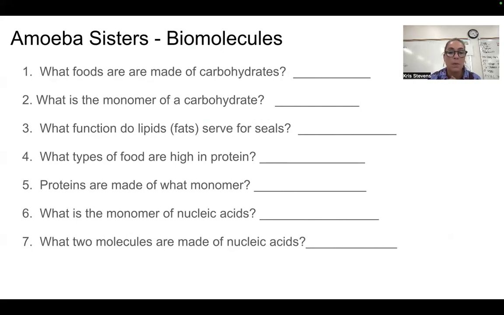How many amino acids are there? 20. What is the monomer of nucleic acids? A what, a what, and a what? A sugar, phosphate, and a base. What two molecules are made of nucleic acids? We named three, name two. We named ATP and then DNA and RNA.